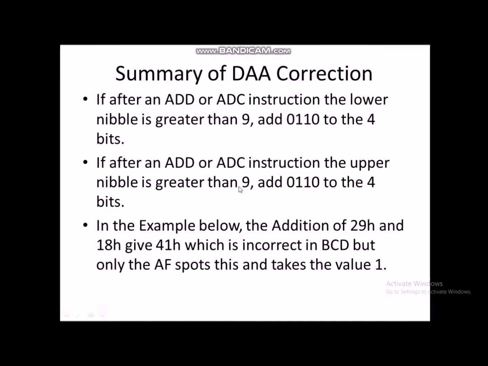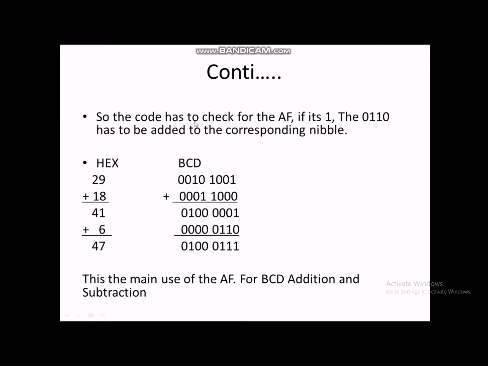But in some cases, like in the next example, we will see an extra function of the DAA correction. Now, the DAA correction doesn't only look at the result and check if each of the BCD digits is between 0 and 9. In some cases, it has to check for the auxiliary flag, because only the auxiliary flag can spot the next mistake we're going to have in this example. Now let's look at this example.